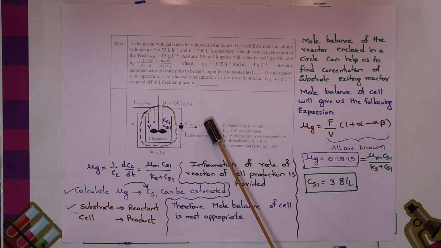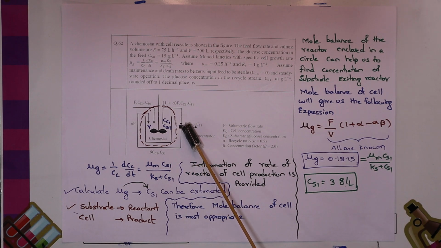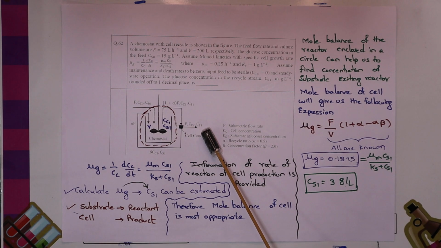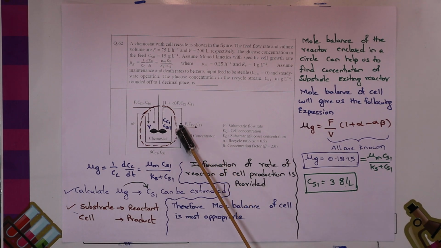In one stream, cells are not removed. In the other, cells are removed in the concentrated stream. In this stream, CS1 is the concentration of substrate exiting the cell concentrator. The concentration of cells exiting the cell concentrator is CS2. What is the job of this particular cell concentrator?